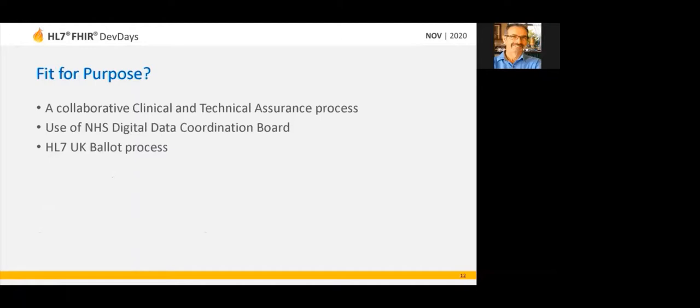So how do we check that what we're producing in the UK core is fit for purpose, meets the needs of the NHS and others across the UK? We have a collaborative clinical and technical assurance process, which does the assurance of the actual UK core content. We have an NHS Digital Data Coordination Board, which provides assurance of the processes around development of UK core. And then we have the HL7 UK ballot process as the final sign-off for the UK core.